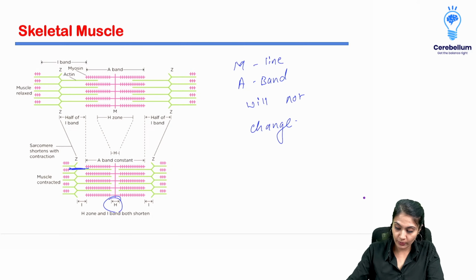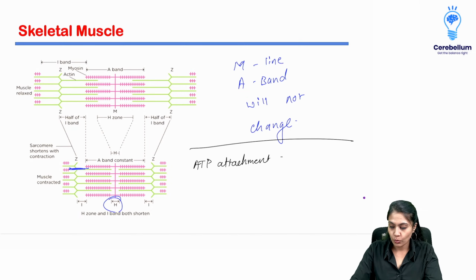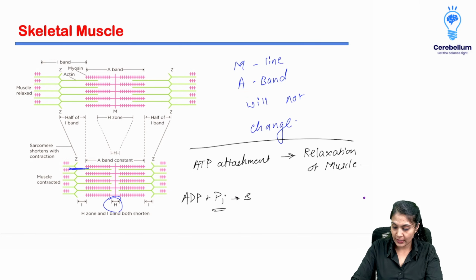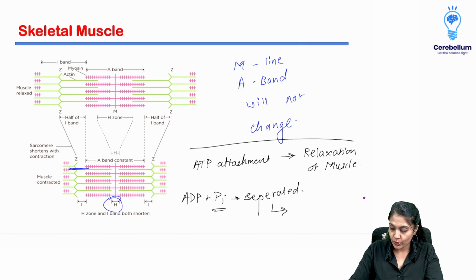So two things you have to remember. What are the two things? The ATP attachment to the myosin head will cause relaxation of the muscle, and when the ADP and Pi, especially the inorganic phosphate, are separated or released from the myosin head, then only the power stroke will occur.